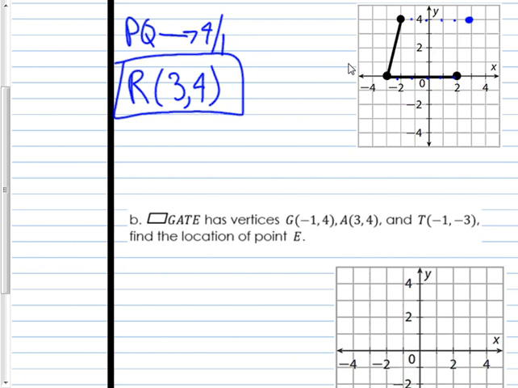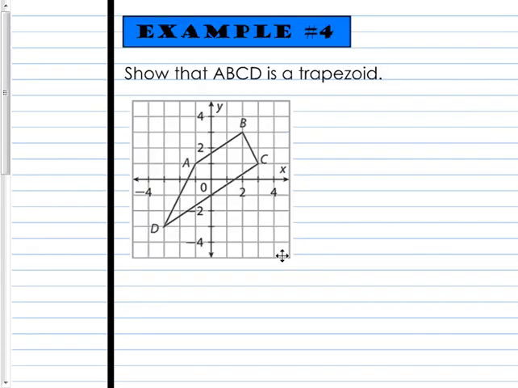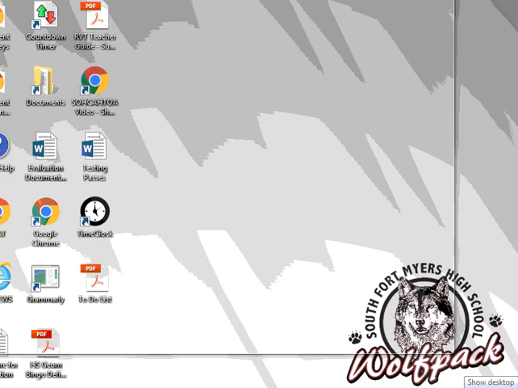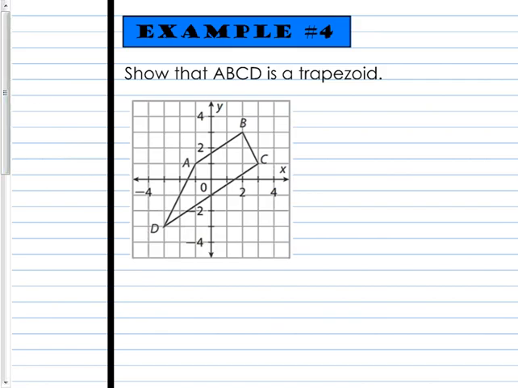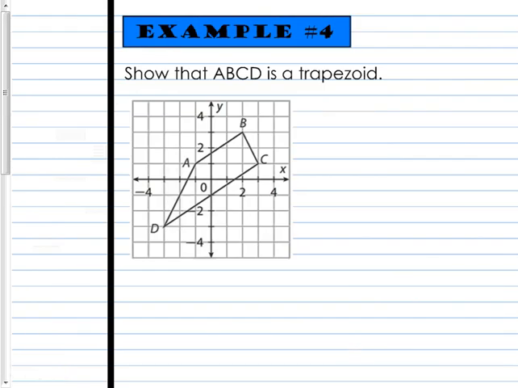Letter B, so example 3B, I am going to do in class. So our last example is show that ABCD is a trapezoid. Oops, sorry about that, guys. Show that ABCD is a trapezoid. Computer's being silly.